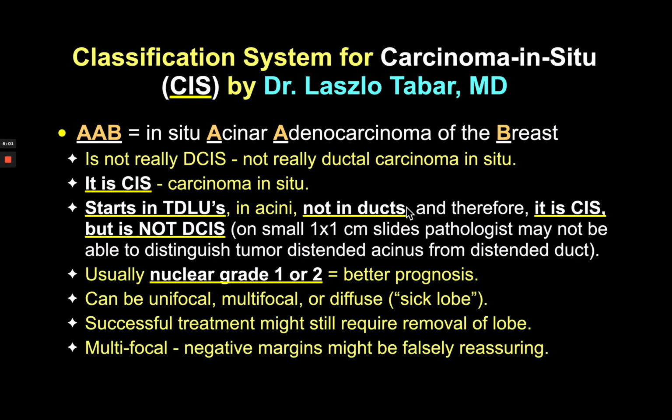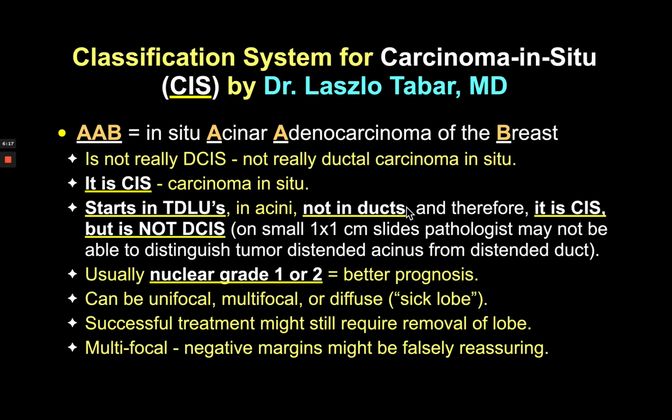Acinar adenocarcinoma of the breast, AAB. It's not really DCIS because it's not arising from the ducts. It is carcinoma in situ because it's arising in the acini of the TDLU. So it's carcinoma in situ but not DCIS.